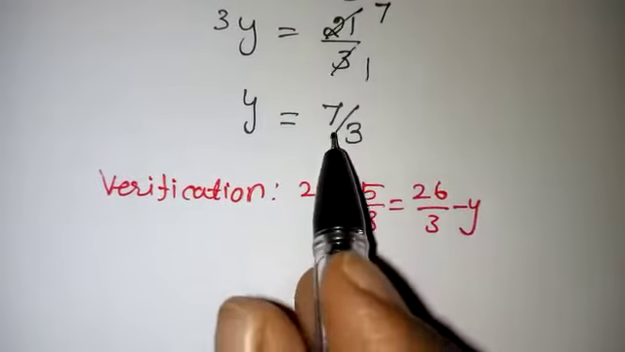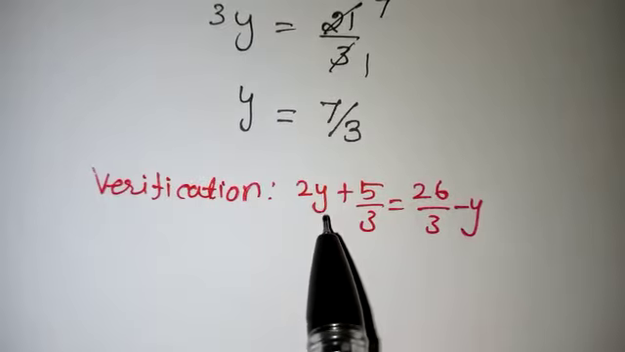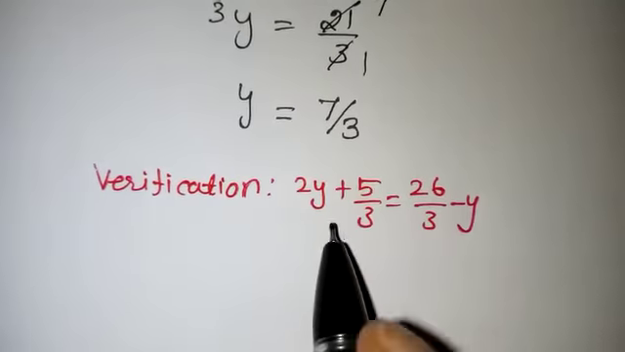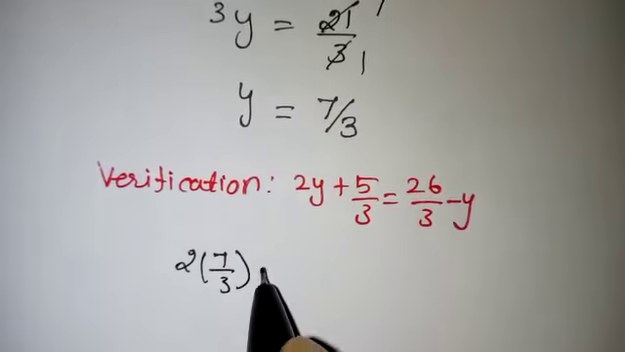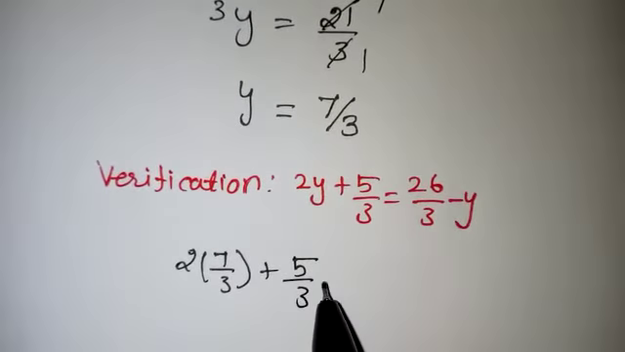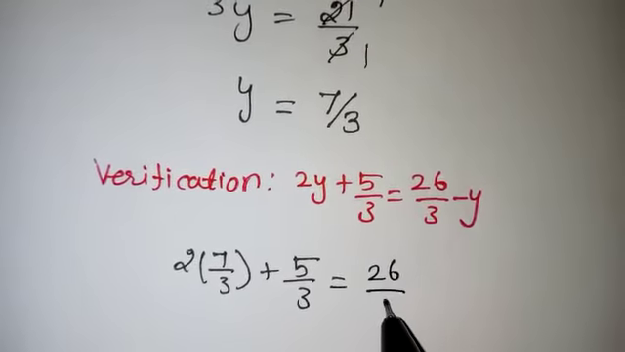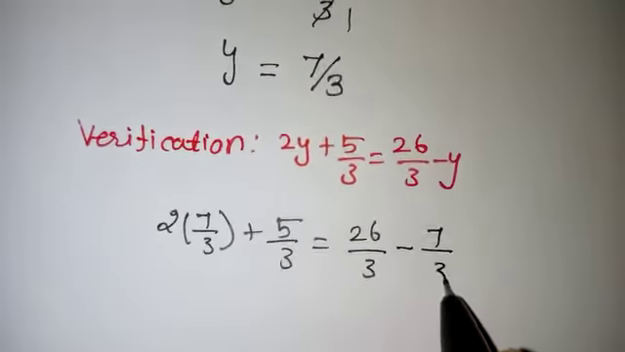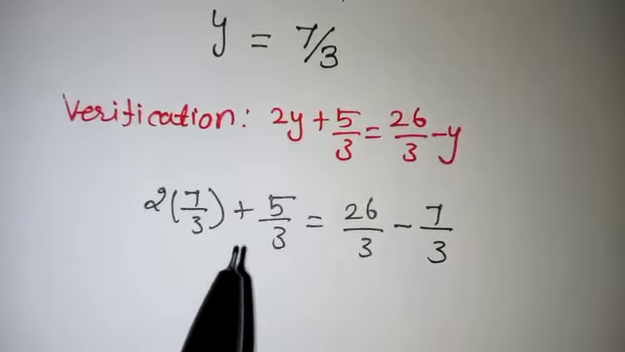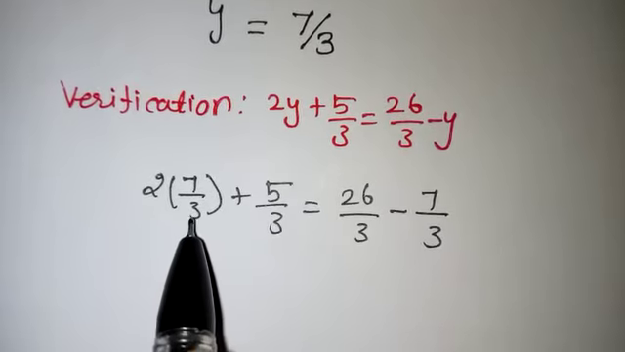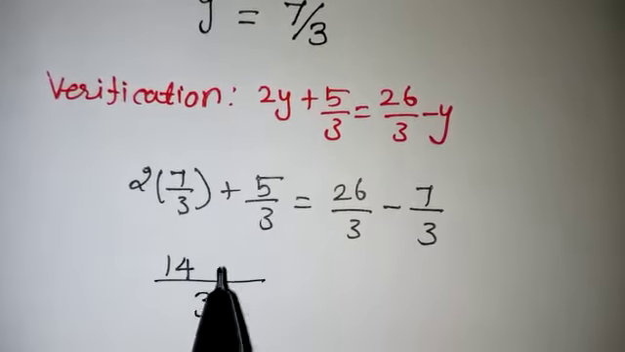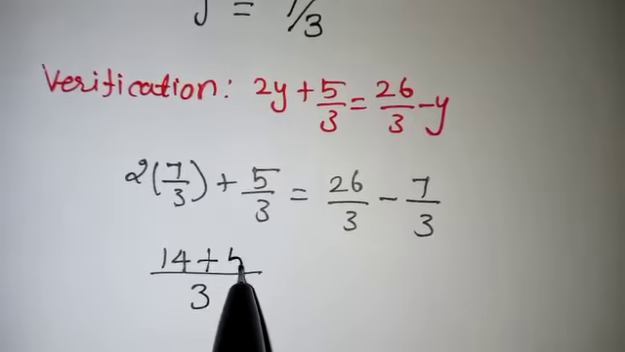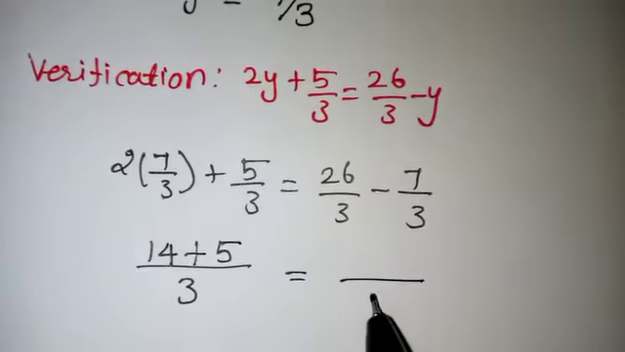So let's verify the 7 by 3 in your question now. Wherever you are getting y, that should be replaced by 7 by 3. So the first one, 2 into 7 by 3 plus 5 by 3 is one side. The other side is 26 by 3 minus 7 by 3. So here 2 sevens are 14. Here also the denominator is 3, here also the denominator is 3. We can take one common denominator. This plus 5 will come as it is. This side also both the denominators are the same.